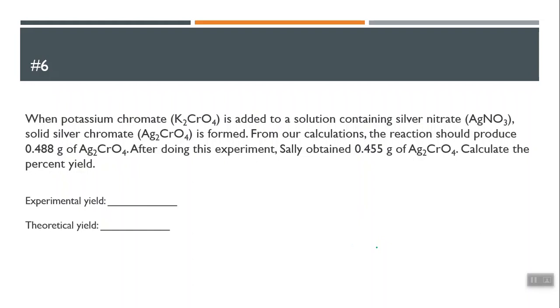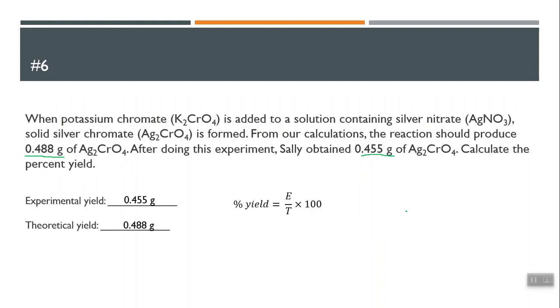So which one of these is experimental yield? Is it 0.488 grams or is it 0.455 grams? So remember, experimental yield is what you get from the experiment, right? So Sally got 0.455 grams, so that's her experimental yield. Doing her calculations, she predicted that she was going to produce 0.488 grams. There's your theoretical yield. So let's go ahead and write the formula.